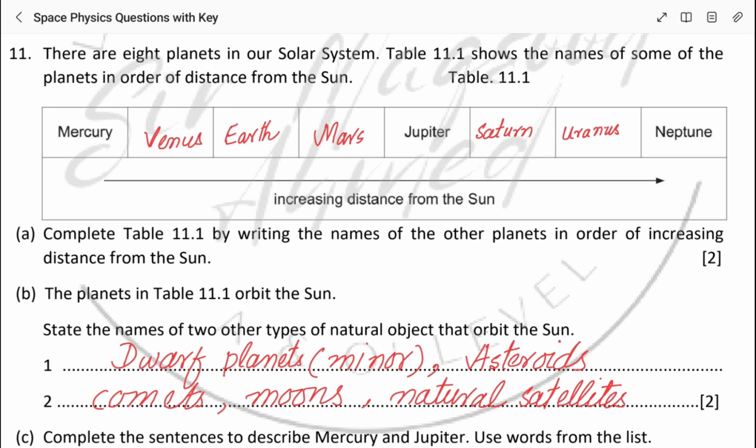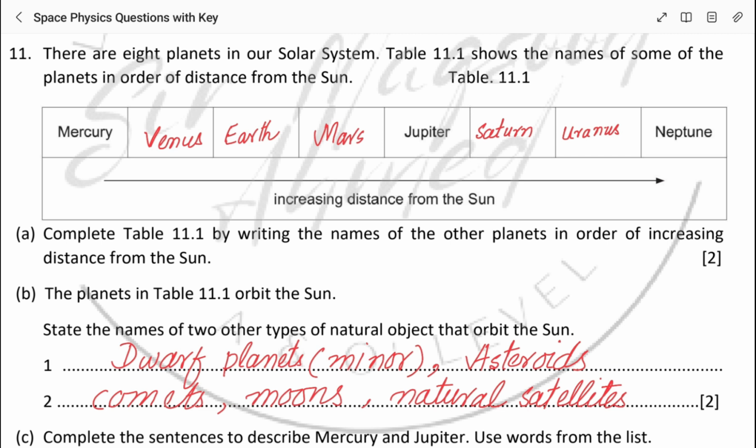Part A is complete the table 11.1 by writing the names of the other planets in order of increasing distance from the sun. Dear students, I have already filled this table for you according to the distance from the sun. As we know, the first planet is Mercury, the second is Venus, number 3 Earth, number 4 Mars, number 5 Jupiter, number 6 Saturn, number 7 Uranus and number 8 Neptune.